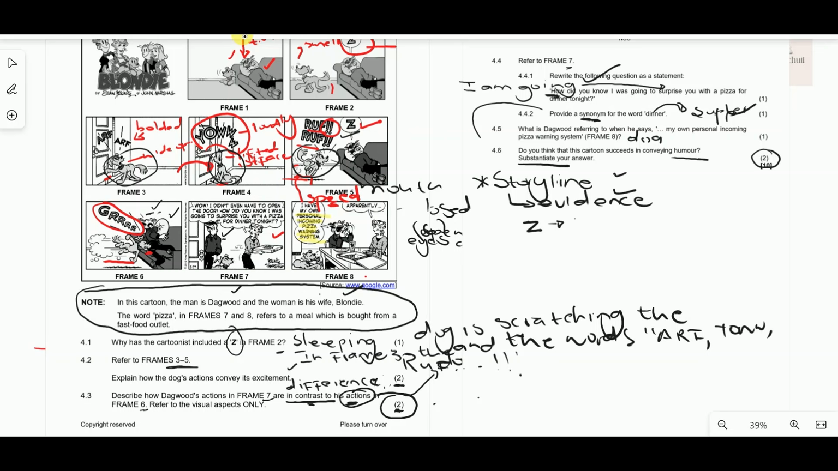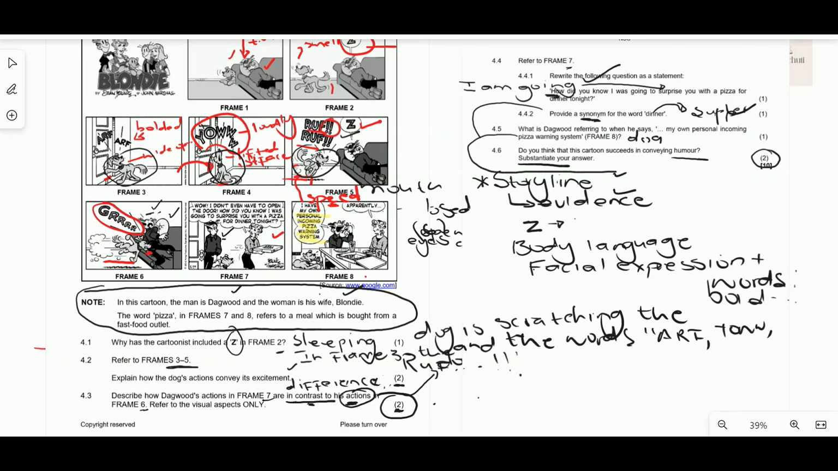Now, to quickly round it off, you rely on body language, you rely on facial expression, you rely on the words of the character, and everything that you state, you support it with evidence. And where are you going to get your evidence? Description of body language, facial expression, and then plus what? Plus the words of the characters, especially if they are bolded, with exclamation marks. And then mostly the last question is the higher order question. What are you going to use? You rely on the storyline. That's how you collect your 10 out of 10 in a cartoon.